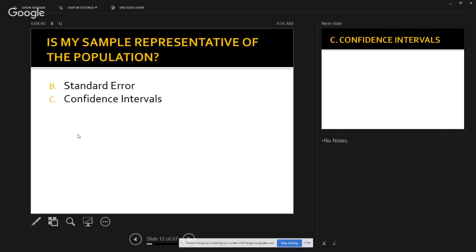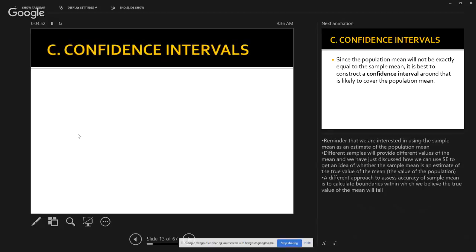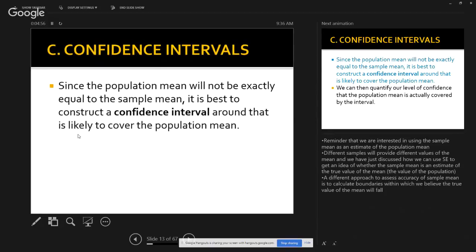So besides looking at standard error, the other way we can tell how well our mean actually fits or represents or infers the population mean is to look at confidence intervals. So what is a confidence interval? The population mean is never going to be exactly equal to the sample mean. That doesn't happen in real life. And how could you possibly really know? Remember, all of this is kind of theoretical. We don't really know what a population is, right? It's mu, it's theoretical.